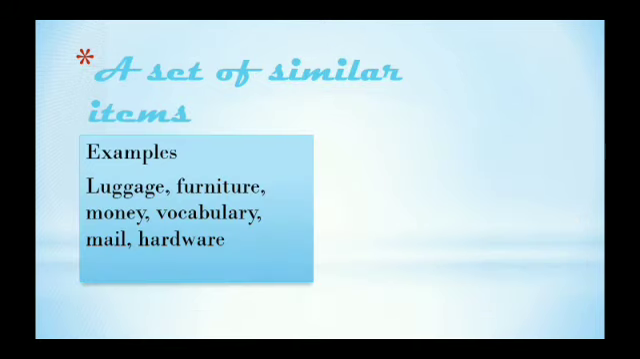Other examples of uncountable nouns are luggage, furniture, money, vocabulary, mail, hardware. But in some languages, these have plural forms, right? But in English, these are uncountable nouns. They don't have any plural form. Now, you may be wondering why money is an uncountable noun.